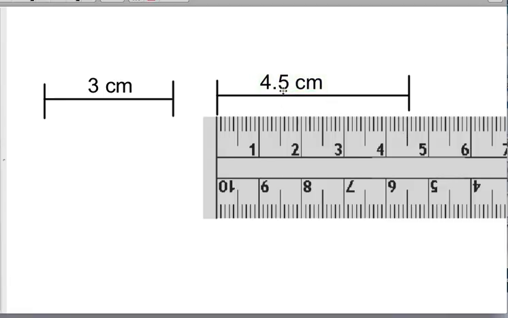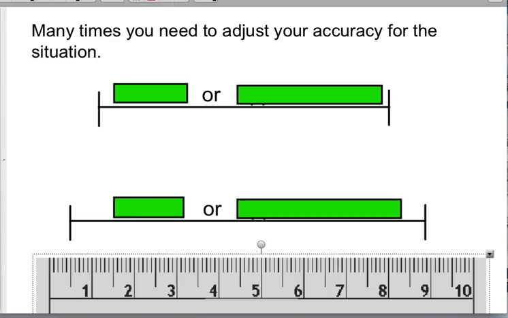Or this 0.5 means you have 5/10 of a centimeter, or if we wrote it as millimeters, it would be 5 millimeters or 45 millimeters. But that's how we would read using the ruler.